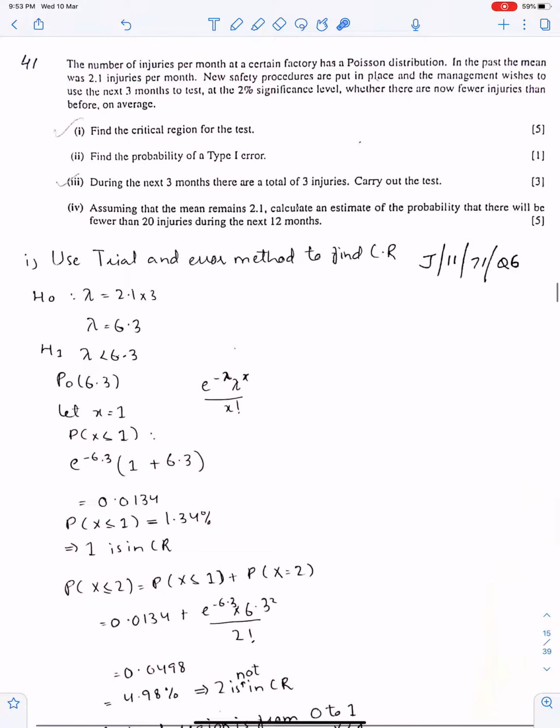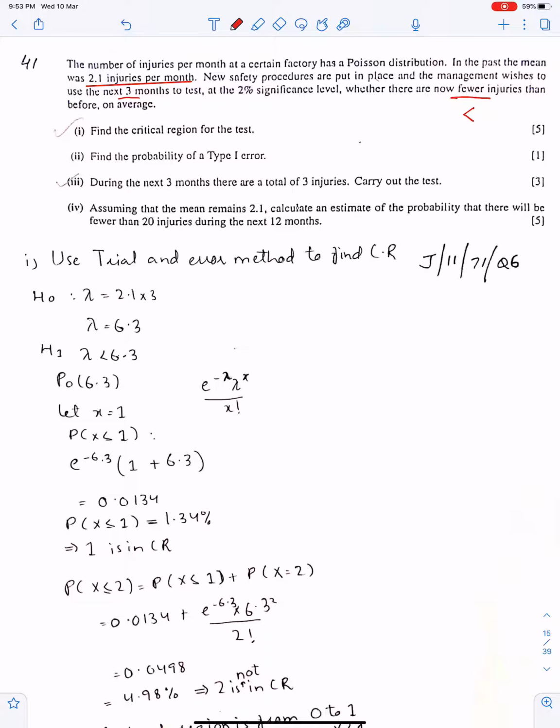Again, we have a Poisson distribution question. The number of injuries per month at a certain factory has a Poisson distribution. In the past, the mean was 2.1. This is the lambda of Poisson per month. New safety procedures are put in place and the management wishes to use the next 3 months. Now you have to change the value of lambda. It will be, I guess, 6.3. At a 2% significance level, test whether there are now fewer. Fewer means H1 involves a less-than sign.